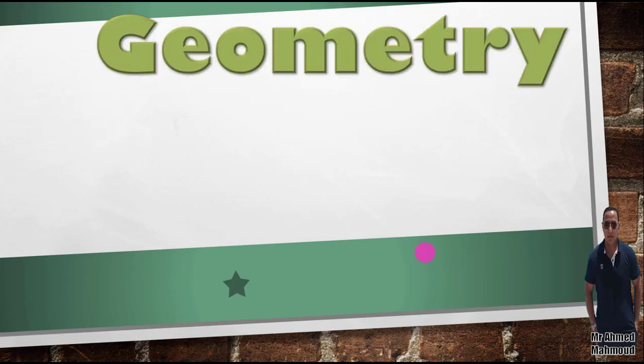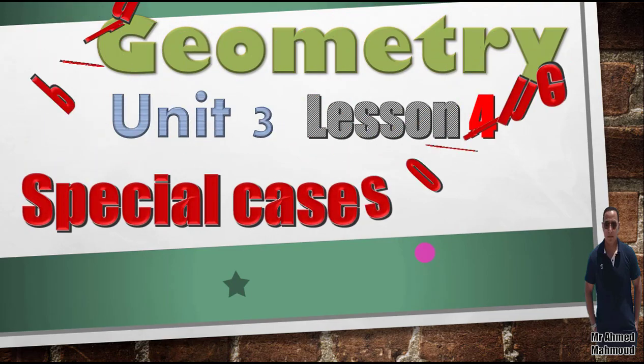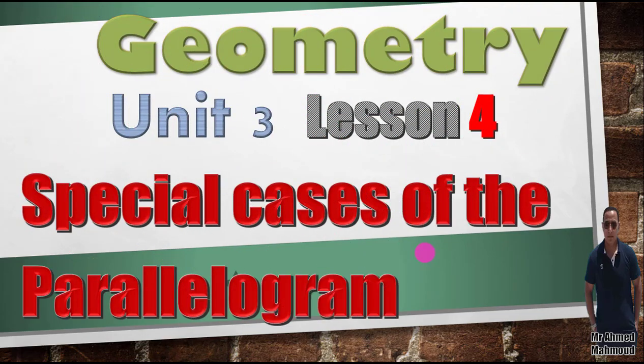Today, inshallah, we have Geometry Unit 3 Lesson 4. The lesson is called Special Cases of the Parallelogram. In this lesson, inshallah, we are going to learn the rectangle, the rhombus, and the square, and we are going to study their properties as we studied in the 6th primary, but we are going to use the proof way to solve their problems. Let's start the lesson.